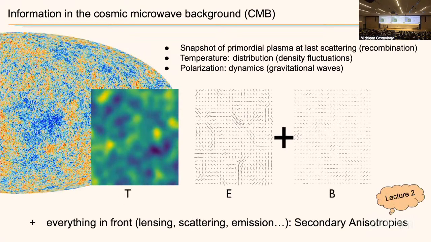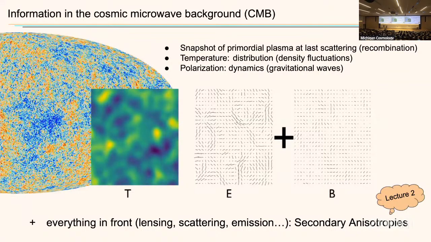Okay, so when we're looking at the CMB, we're seeing this snapshot of primordial plasma at the time of last scattering, or the epoch of recombination. And you can think of it in terms of temperature and polarization, roughly. Temperature encodes distribution information of these early density fluctuations, gives you positional information of where these things are. And polarization you can think about roughly as encoding the dynamics of this early plasma. This includes things like gravitational waves, which is the big hot topic in B-mode polarization.